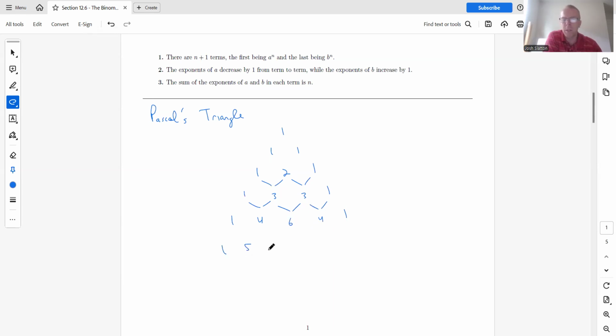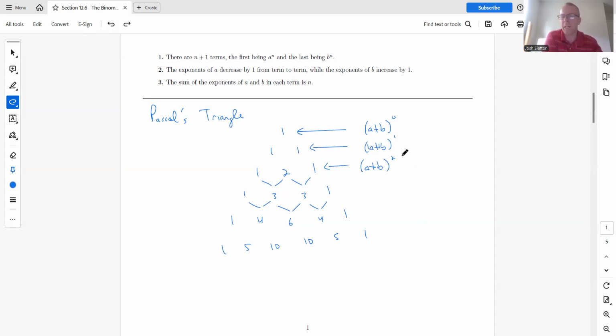And if we want to do another one, 4 plus 6 is 10, 6 plus 4 is 10, 4 plus 1 is 5, and then 1 on the end. Okay, so this corresponds to (a plus b) to the 0, or whatever it is, a and b, or whatever we have. This one would be (a plus b) to the first, and so the ones here correspond to the coefficients there. This one corresponds to (a plus b) squared, and we could go up. We won't go up quite yet.